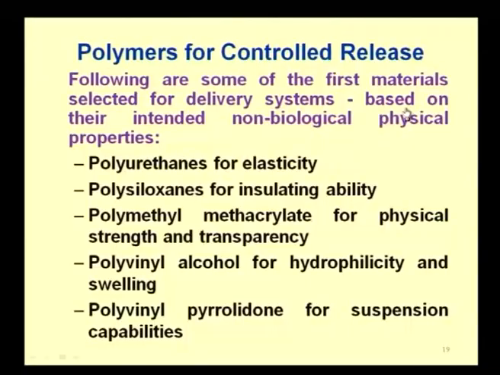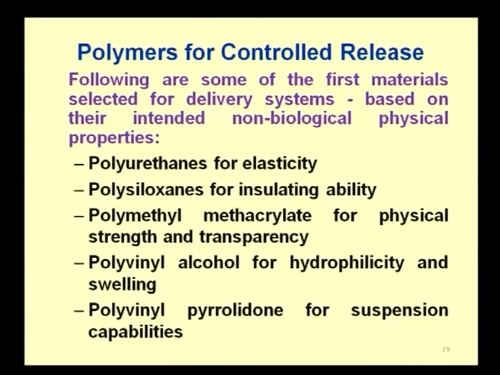Now, let us move on to the different polymers for controlled release systems that are conventionally used. Following are some of the first materials selected for various delivery systems based on their intended non-biological physical properties. They are all basically biopolymers or biocompatible polymers, or you can even call them biodegradable polymers, but these polymers have been chosen as the first materials initially due to their very important physical properties or non-biological characteristics.